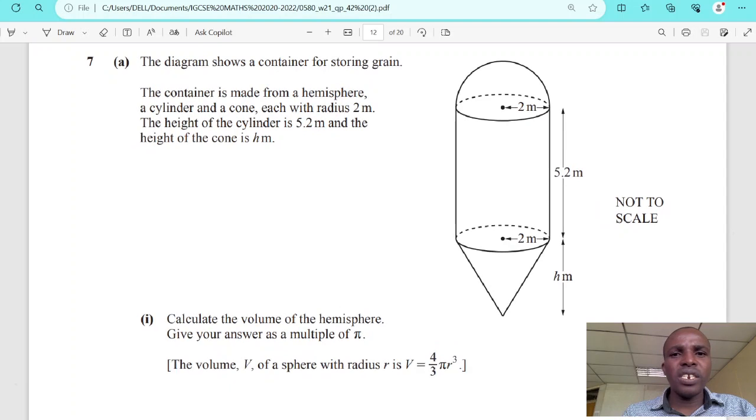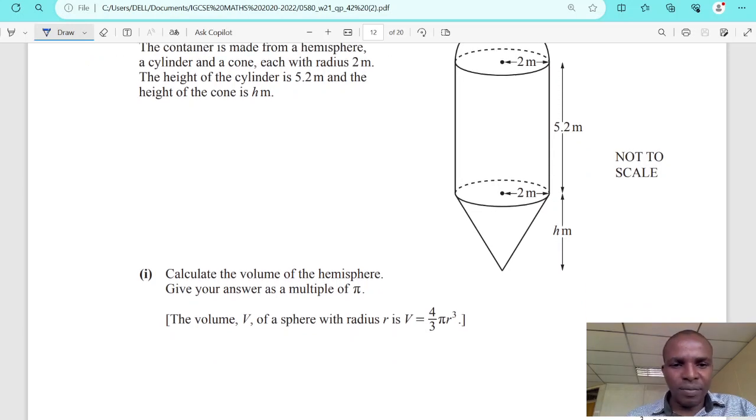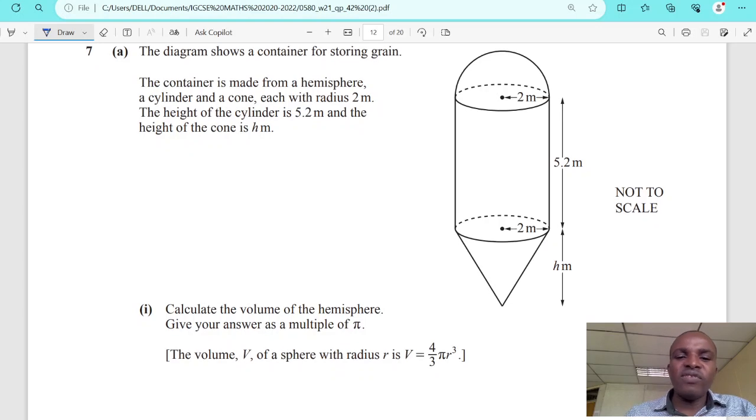Right, we have this question. It looks funny, right? So the diagram shows a container for storing grain. The container is made from a hemisphere, a cylinder, and a cone, each with radius 2 meters, and the height of the cylinder is 5.2 meters, given. Then the height of the cone is h meters, given. They said, calculate the volume of the hemisphere. Hemi means half sphere. So volume of hemisphere is volume of a sphere divided by 2.